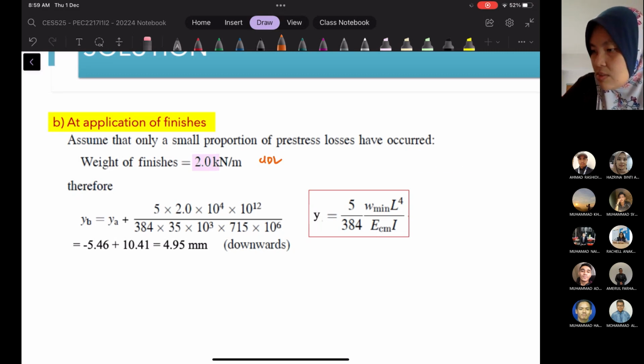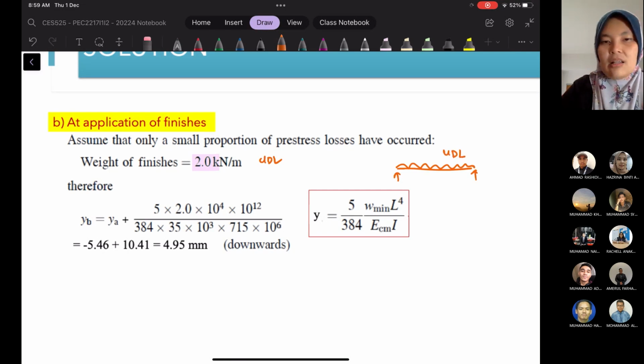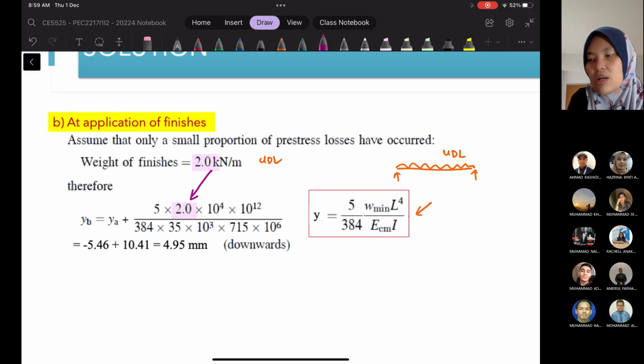It is like a UDL, meaning we have our beam, then we have finishes on top, so this becomes a UDL. As for the equation, we use the equation of deflection due to UDL. The difference here is only in the value of the finishes. So we substitute the value of finishes into this equation, into W. Substitute all other values and we are going to get 10.41.